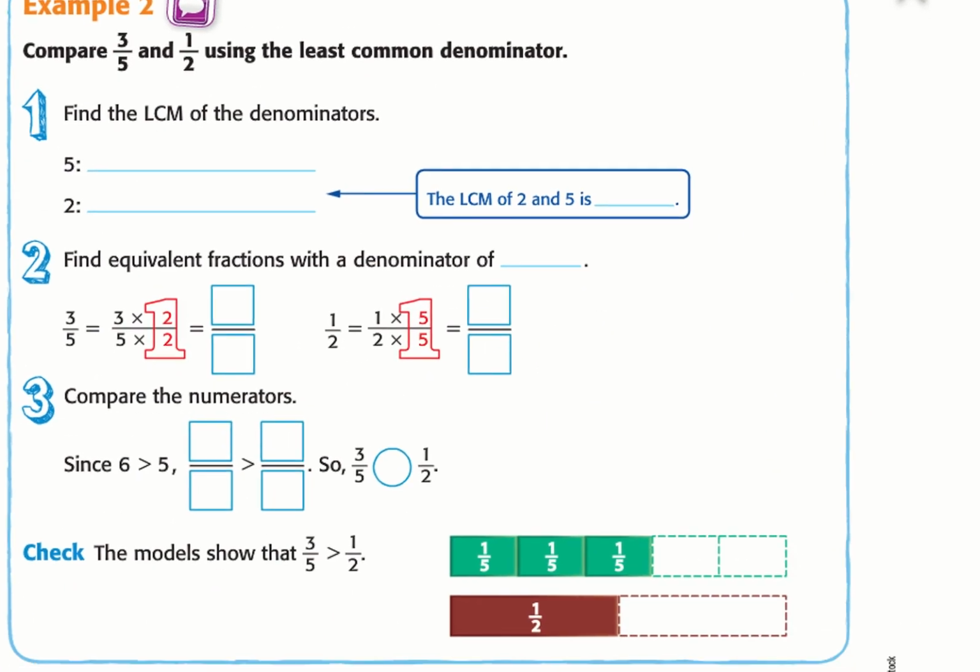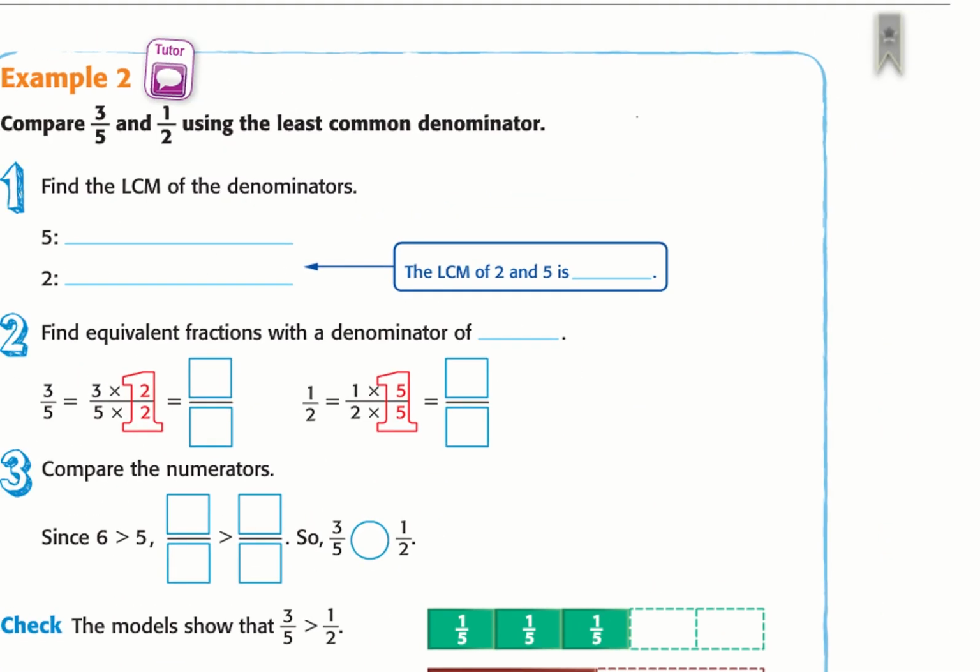Let's see if we have another example. We're going to do the shortcut method first this time. So we have 3/5 and 1/2. So remember, we always multiply up. Always going up. 5 times 1 is 5. 2 times 3 is 6. And 6 is greater than 5, so 3/5 is going to be greater than 1/2.